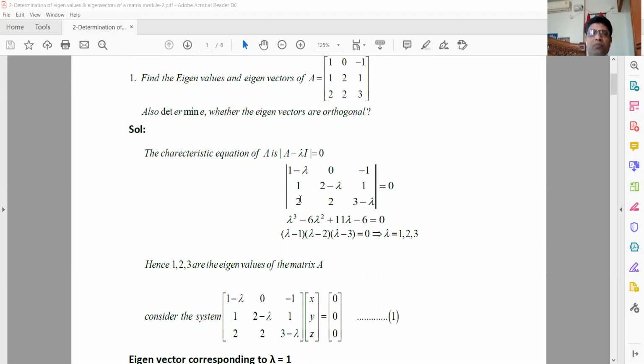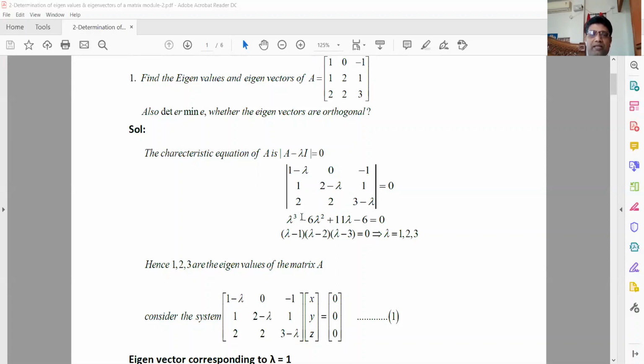So which is a determinant of third order. If you expand this one, you will get lambda cube minus 6 lambda square plus 11 lambda minus 6 equals 0. How to expand this determinant? I hope everybody knows. In your intermediate we have done already, right? So it is very easy.